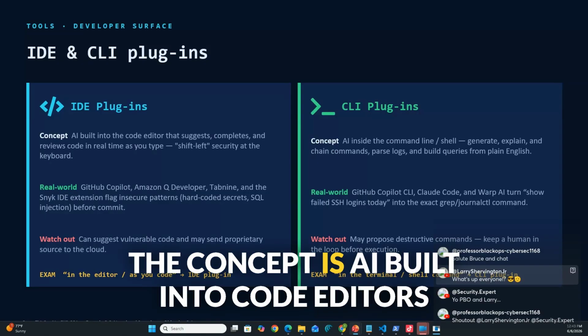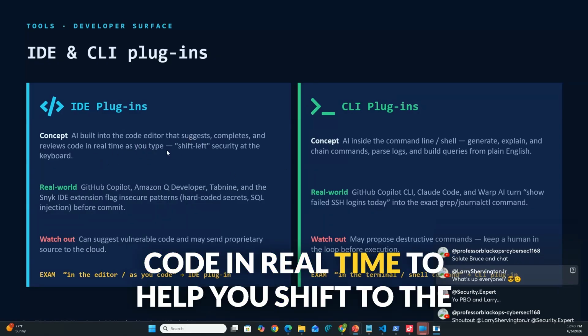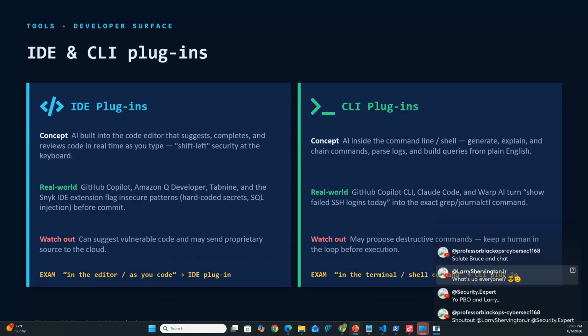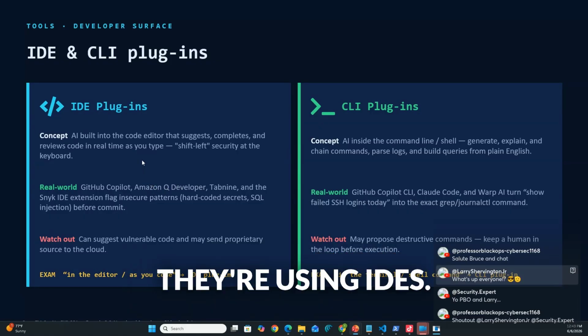The concept is AI built into code editors that suggests, completes, and reviews code in real time to help you shift to the left, so to speak, for security, meaning bring security in earlier. And that's something we have to take into account when we're using IDEs, or we're in an environment where they're using IDEs.